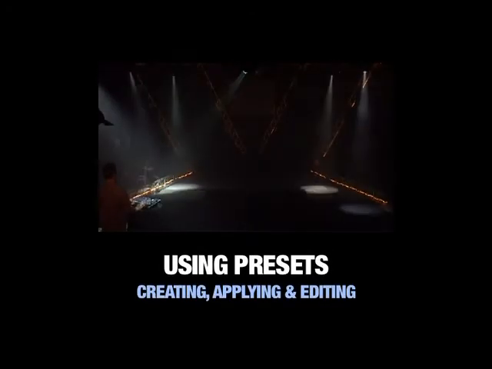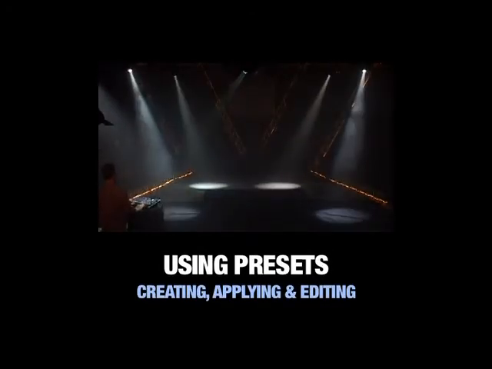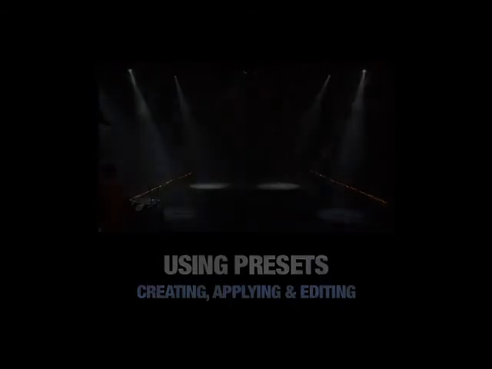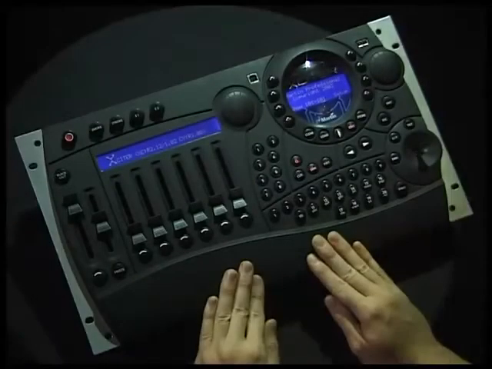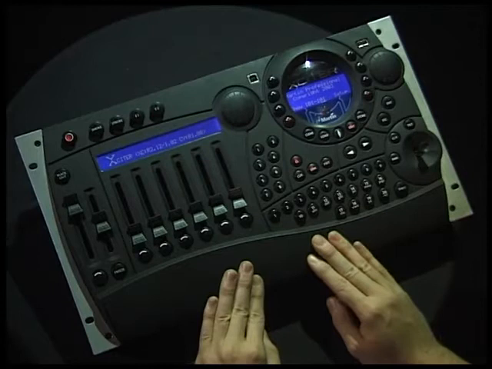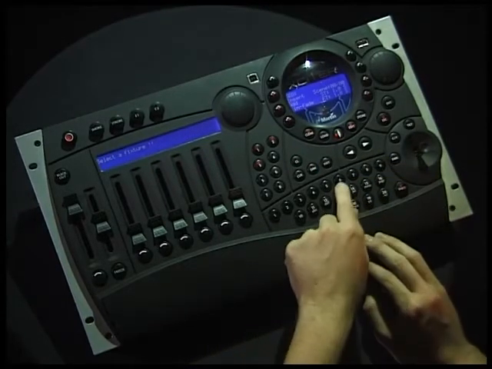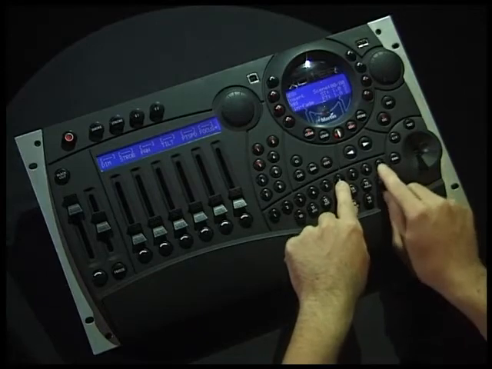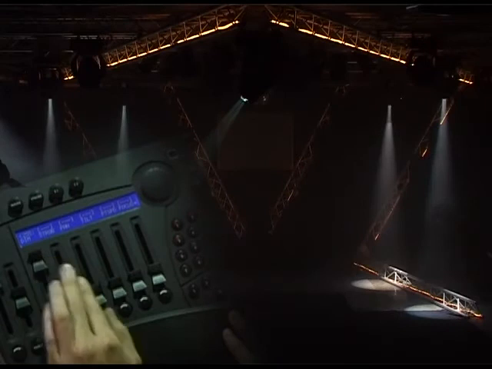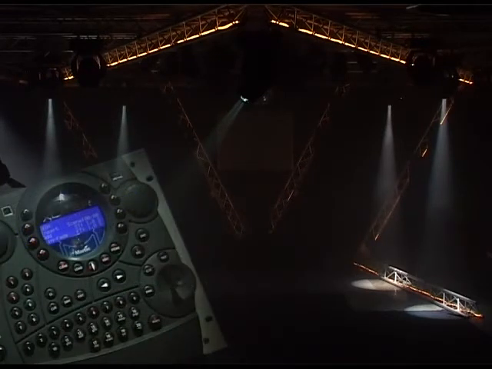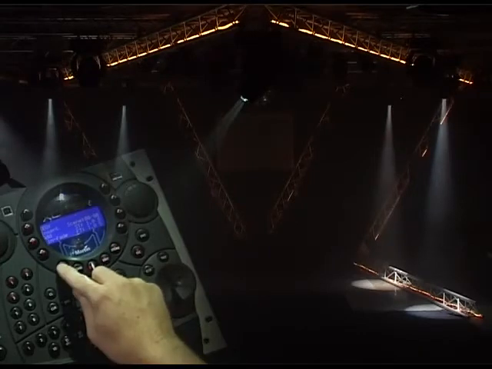In this example, you will learn how to create, apply, and edit presets. We're going to use 4 Mac 500s. The first step is selecting the Mac 500s. We will open the dimmers to see what we are doing, and then clear the dimmer values from the active layer because we only want pan and tilt values stored in our preset.